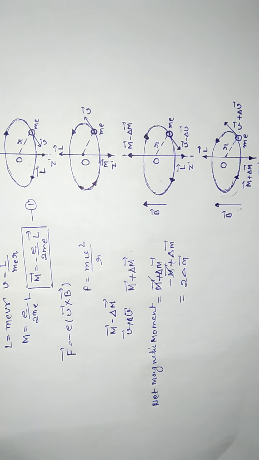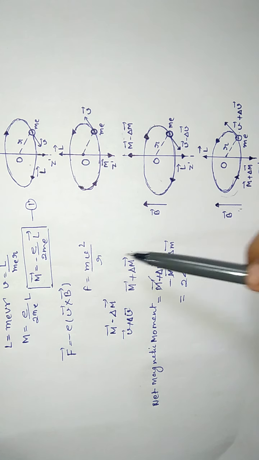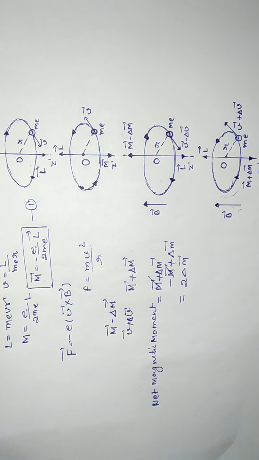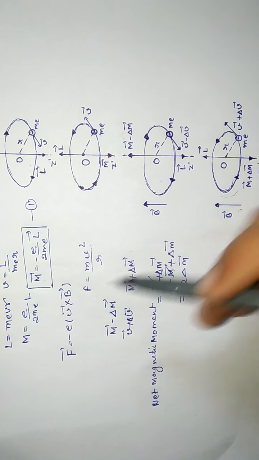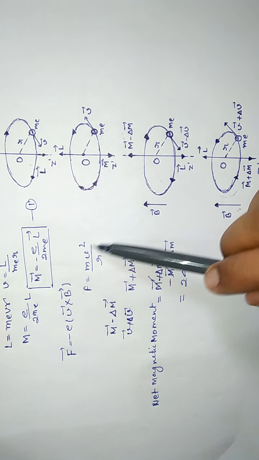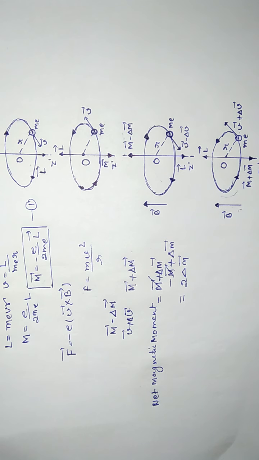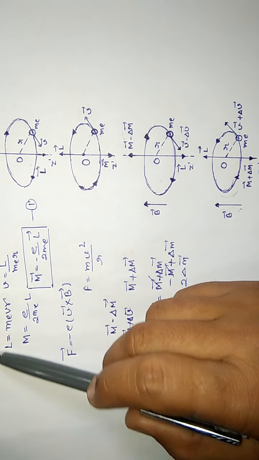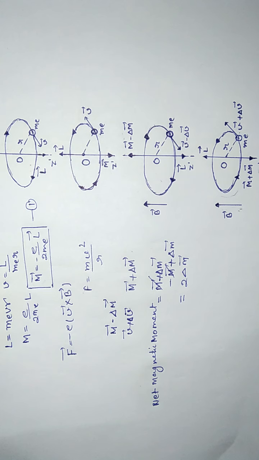Now considering a case in which the electron is revolving in the clockwise direction, the magnetic Lorentz force acts radially outwards and tends to decrease the centripetal force on the electron. And we know that the centripetal force is given by F equals m v square upon r. As the centripetal force decreases, the velocity of the electron will also decrease. And as the velocity of the electron decreases, ultimately the magnetic dipole moment of the electron is decreased.